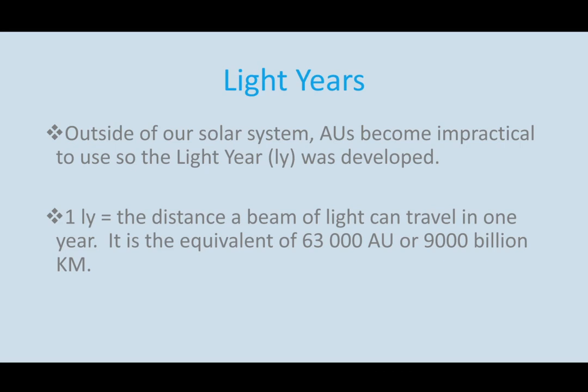So if I were to shine a light, how far would that light be able to travel in a year? 1 light year is the equivalent of 63,000 AUs, or 9,000 billion kilometers. So you can try to begin to imagine how far 1 light year actually is, because you wouldn't be able to travel 9,000 billion kilometers in a lifetime.